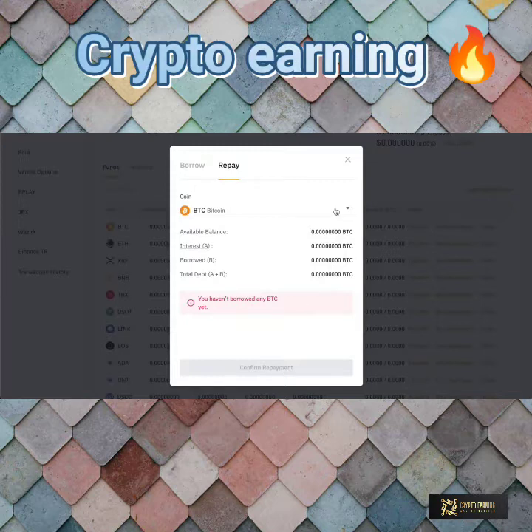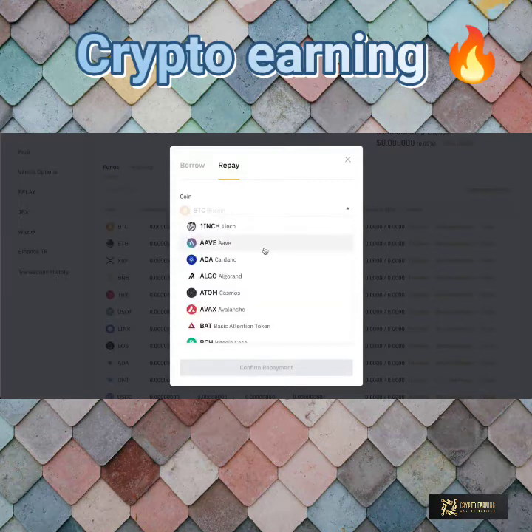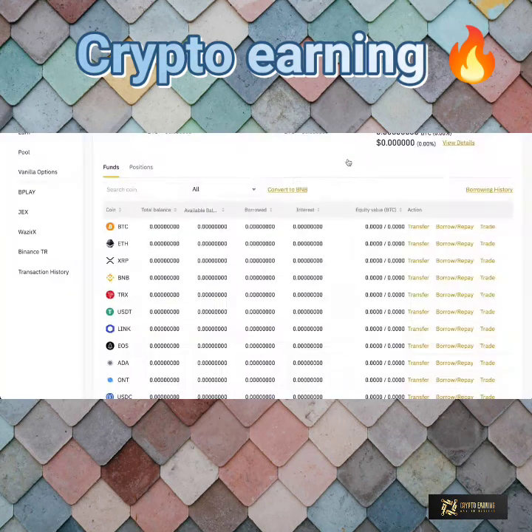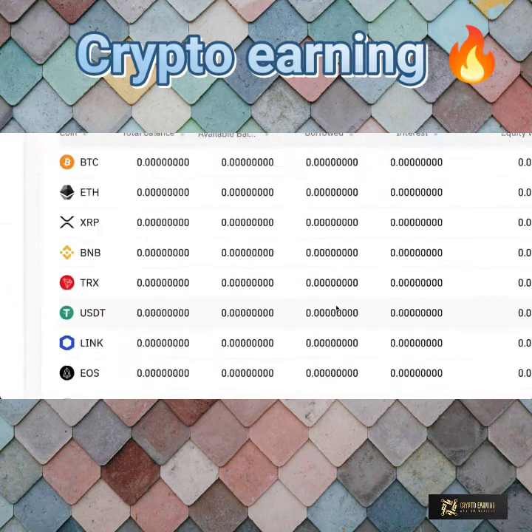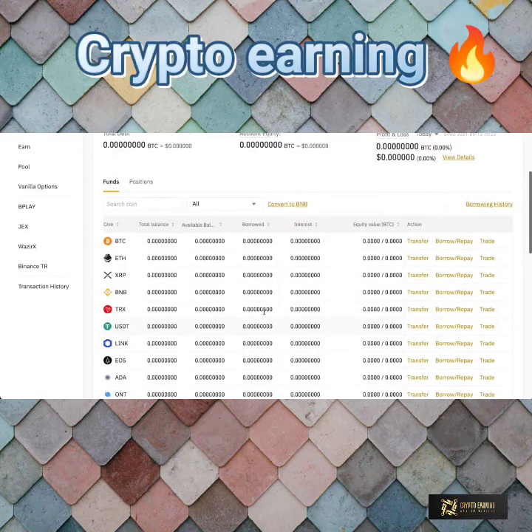You can do this for a variety of cryptocurrencies. Just click here. You can do it with all of these supported currencies, and a lot of people will do it with US dollar Tether. It's a very easy way to have some USDT on account, and then you can go and trade that margin across a load of other different cryptos.